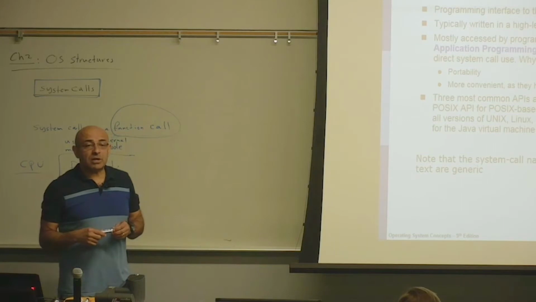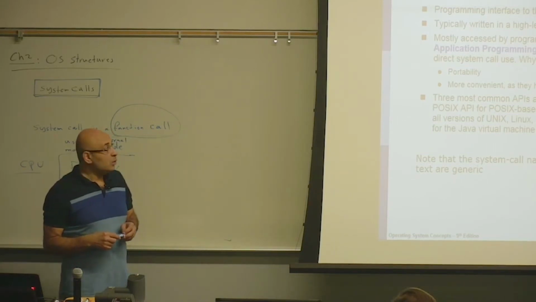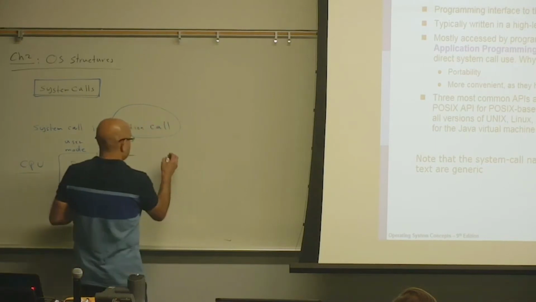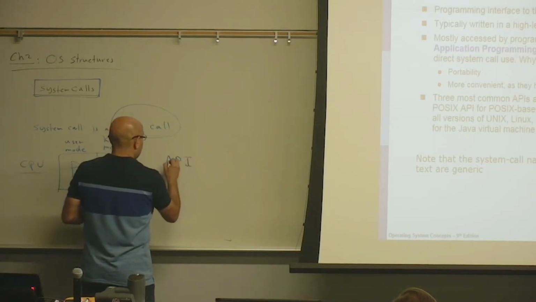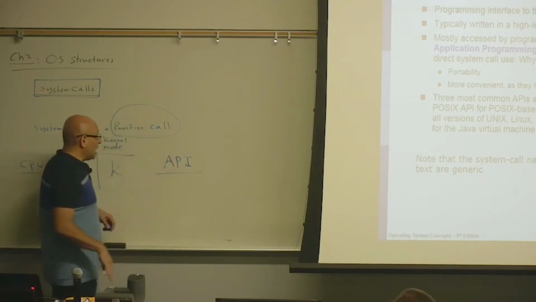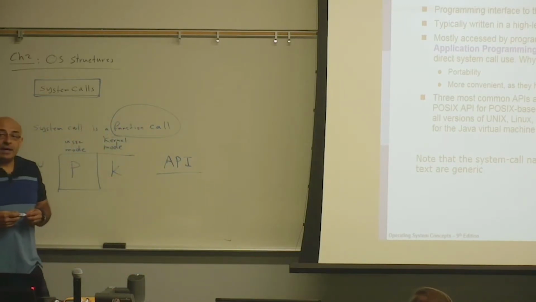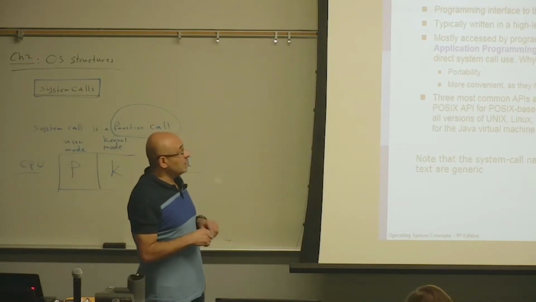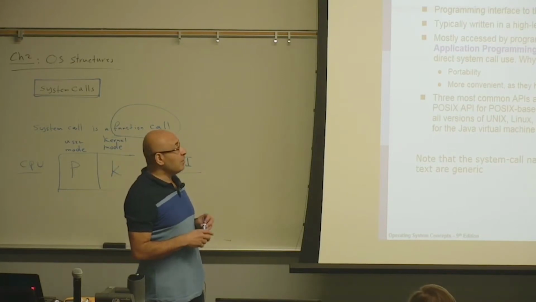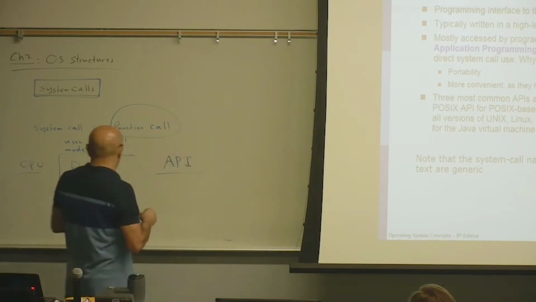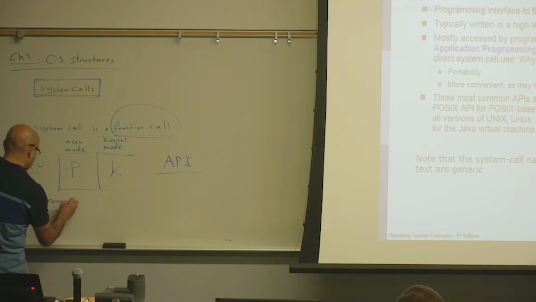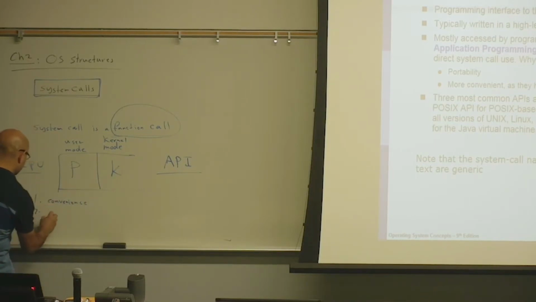Now, usually we do not use system calls directly. Usually system calls are wrapped by application program interfaces, APIs. API stands for application program interface. And usually system calls are wrapped with these APIs for two different reasons. There are two reasons for doing this wrapping. The first is convenience, and the second is portability.